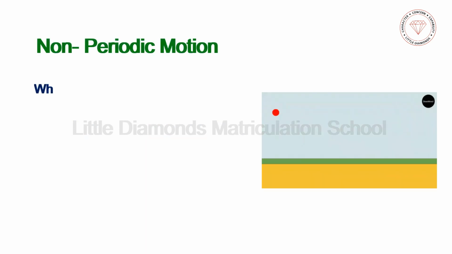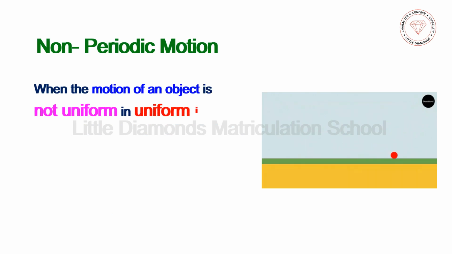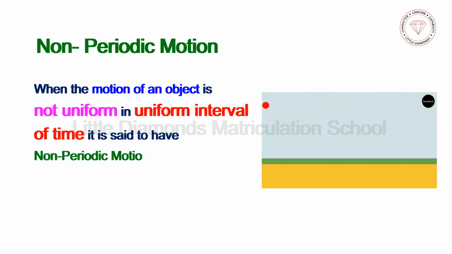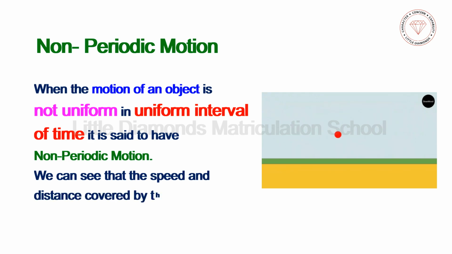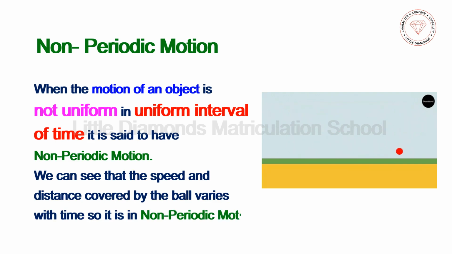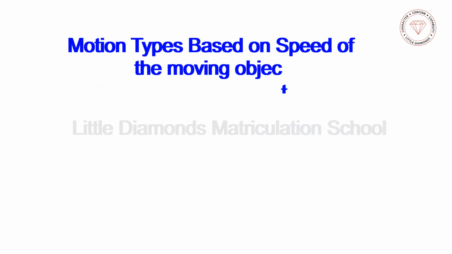Non-periodic motion. When the motion of an object is not in uniform intervals of time, it is said to have non-periodic motion. We can see that the speed and distance covered by the ball varies with time, so it is in non-periodic motion. Hope you have understood clearly about periodic and non-periodic motion. Let us now move on to the motion types based on speed of the moving object.